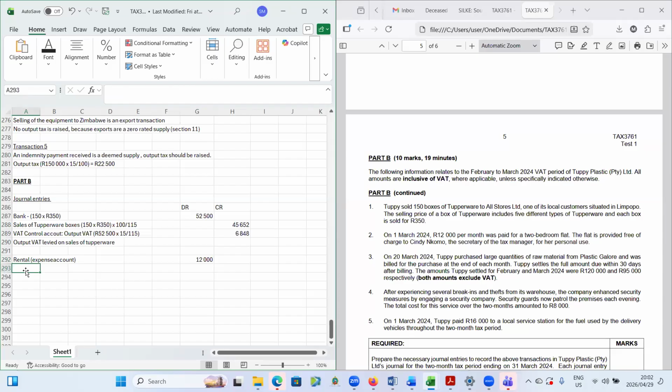What is credited? It's an expense, however. Remember, generally expense has got input tax implications. So what is the VAT control account? Input VAT. We know that if you are paying rental, what are the implications on rental on residential accommodation? Exempt. Yes, so it's an exempt supply. It means no VAT is payable.